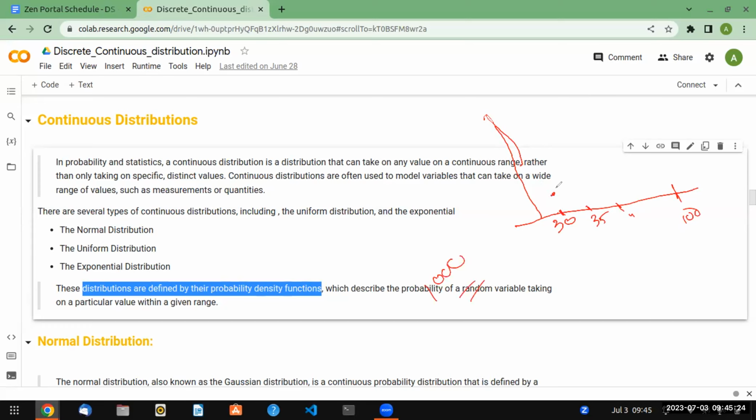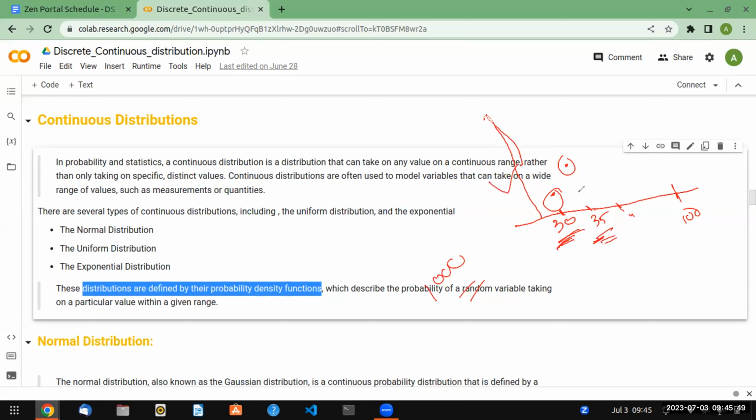Suppose you have 2 people here. At 35, you have 4 people here. So what is this 2 people, 4 people? What is this? The frequency of this weight. At 30 kg, how many people are there? At 35 kg, how many people are there? At 100 kg, how many people are there? We are calculating the frequency.